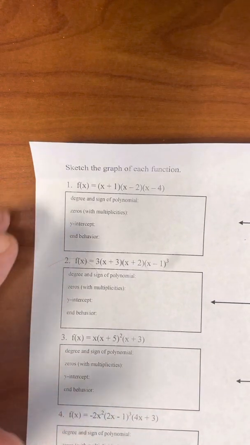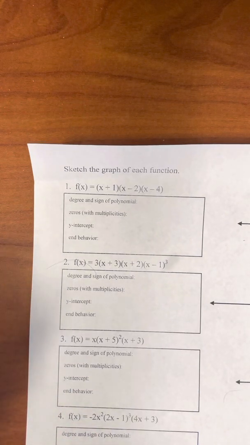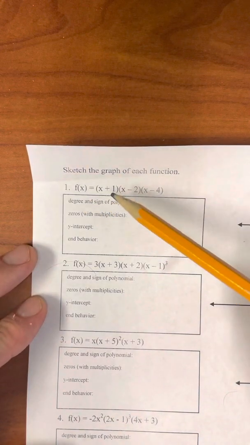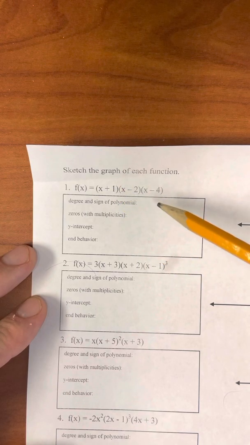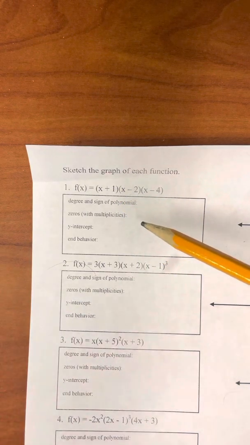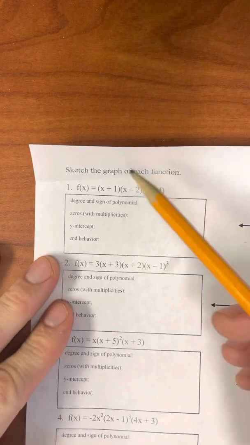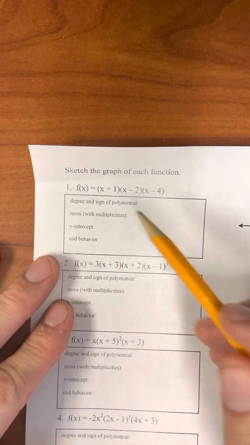Hey everybody, this is the Graphing Polynomials worksheet, and I'm going to go over how I think about it. You're given a polynomial, and if it's not in factored form, you want to factor it. This one has three factors, and if it is in factored form, it just works a little bit easier because you can see the roots.